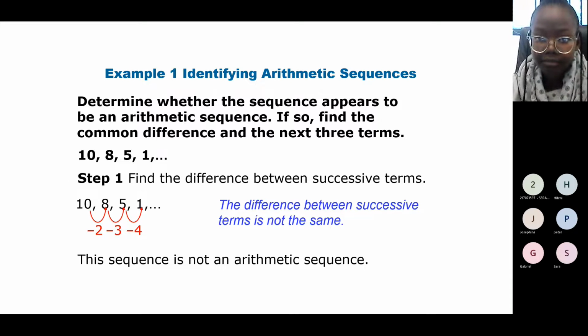Is that clear? Yes, Sarah, you have a question? Yes, ma'am. I think I missed a point. What's an arithmetic sequence again?